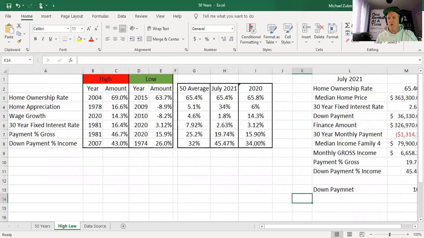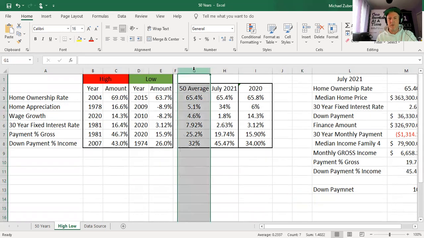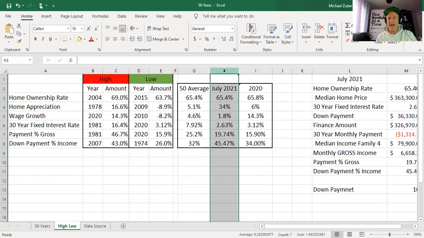Then what I wanted to do is go figure out highs, lows, average. So again, the reds are the highs for home ownership, appreciation, wages, all of that, and then the lows. Then I did the 50-year average, which you can see here. Then I wanted to compare July 2021 with June, because some numbers have drastically changed.